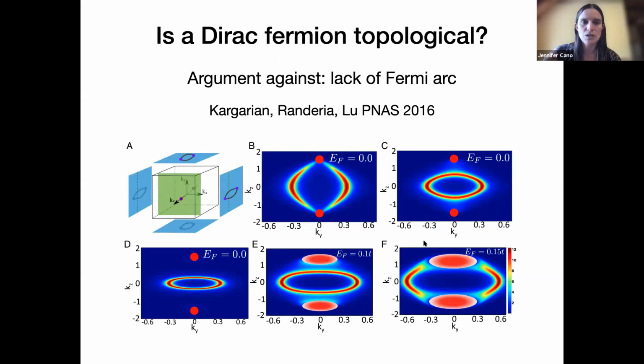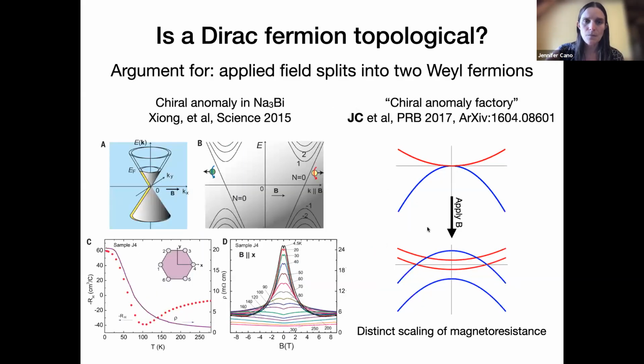Okay, great, good question. So Dirac fermions don't have a bulk edge correspondence, and so you might deduce from that that Dirac fermions don't have any topological properties. Now I'll try to convince you otherwise. The first argument that Dirac fermions could be topological is what I said before. Dirac fermions secretly have two Weyl fermions inside of them. And so if you apply a field, you'll split your Dirac point into two Weyl points. This is the example of sodium bismuth that I showed before.